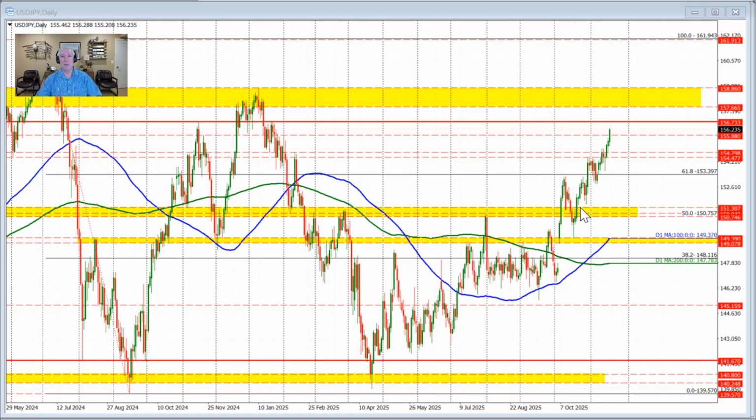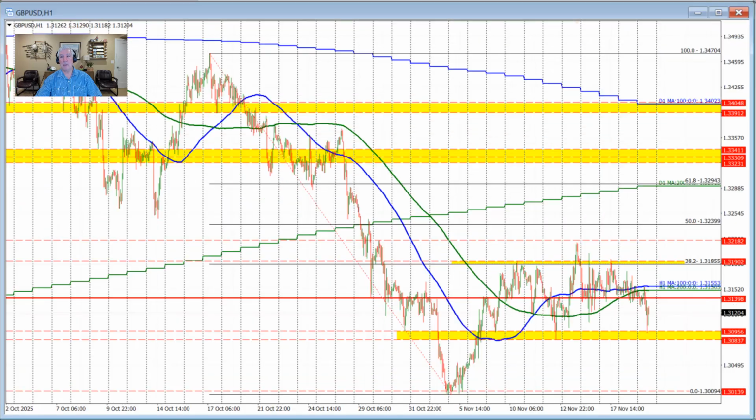But definitely we're seeing bullish trend moves in the dollar versus yen. So be aware of that. Let's finally take a look at the sterling versus US dollar.